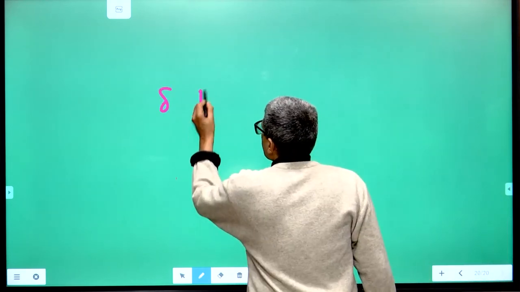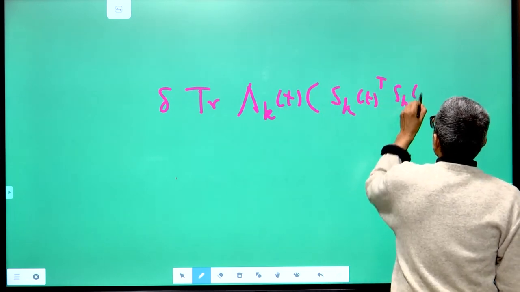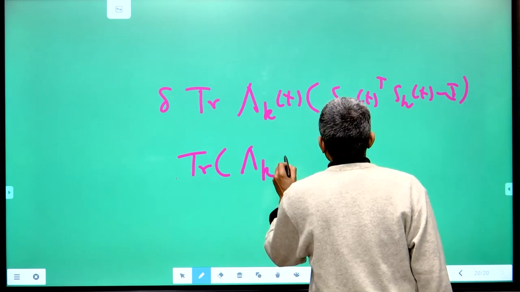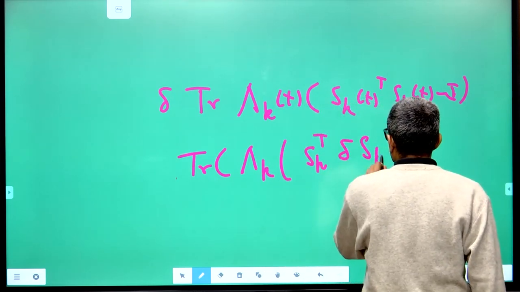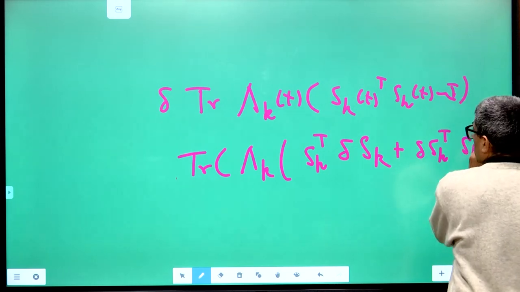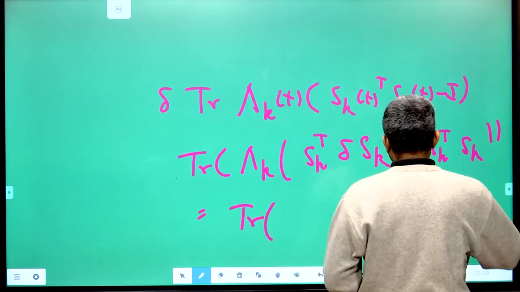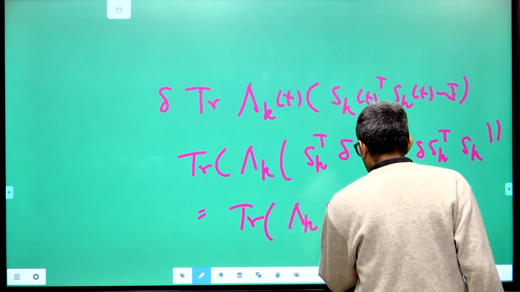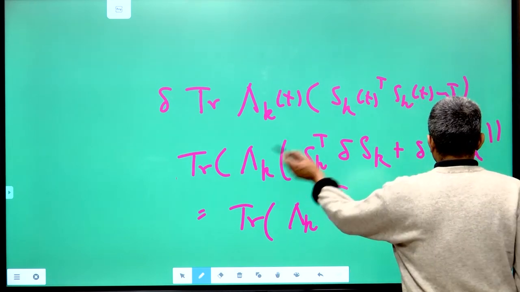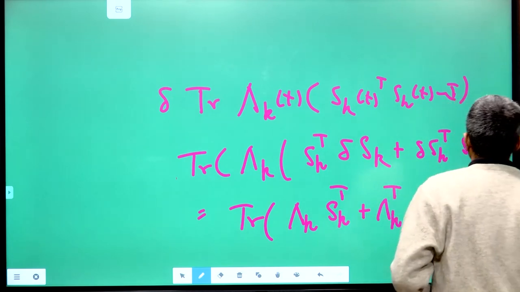Then you will have a term coming from the constraint equation, namely lambda kt into skt transpose skt minus I. So, you take the delta with respect to skt, what will it give you? It will give you trace of lambda kt multiplied by sk transpose delta sk, plus delta sk transpose sk. This is the same as trace of lambda k sk transpose, and then I can take a transpose of this whole thing, so this will be plus lambda k transpose. Trace AB is equal to trace BA and trace of A transpose is trace of A.